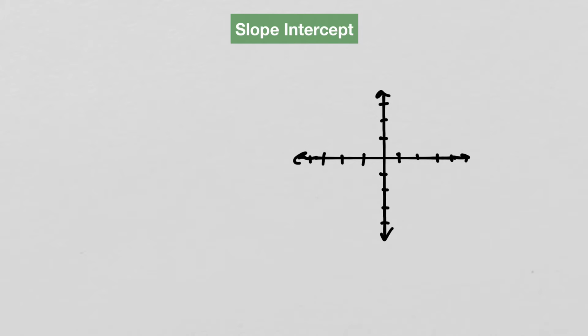Okay, in this lesson, I am going to show you the equation of a line in slope-intercept form. So let's take a look at an example.